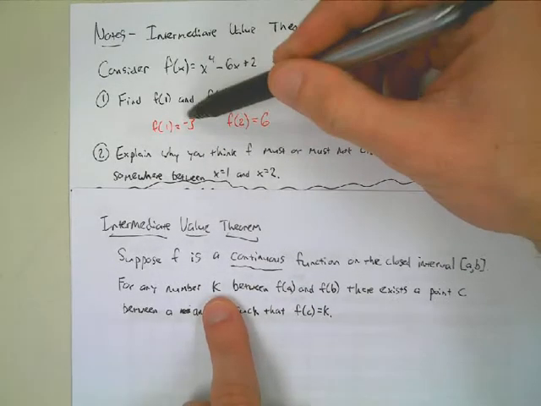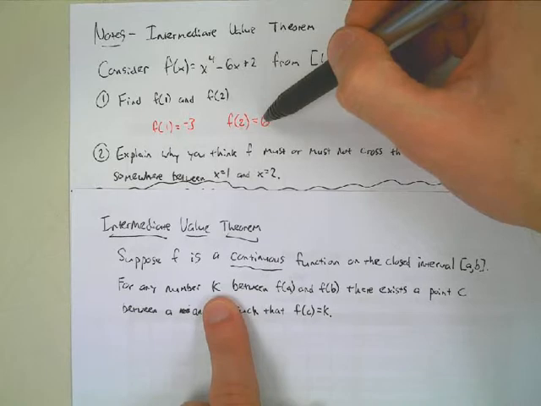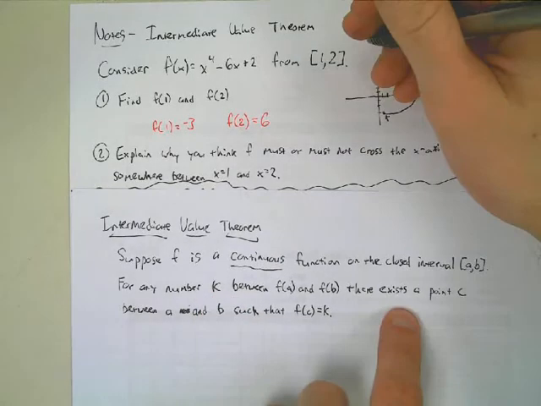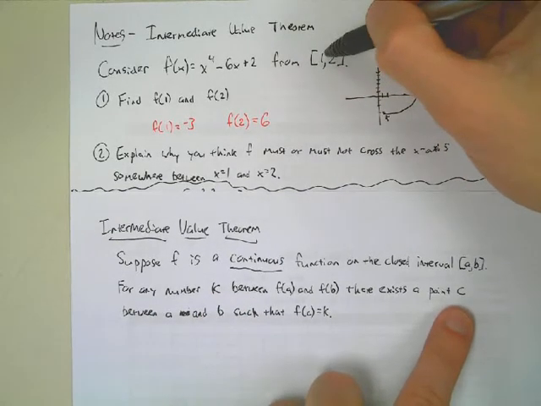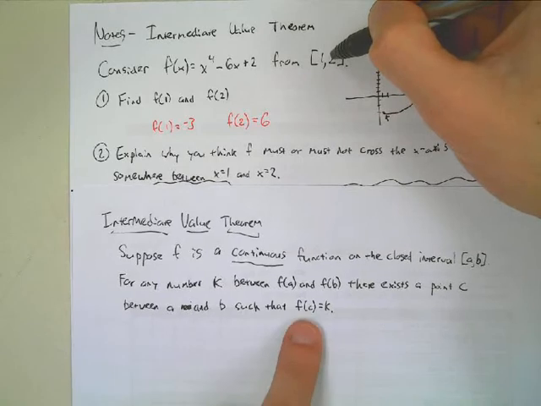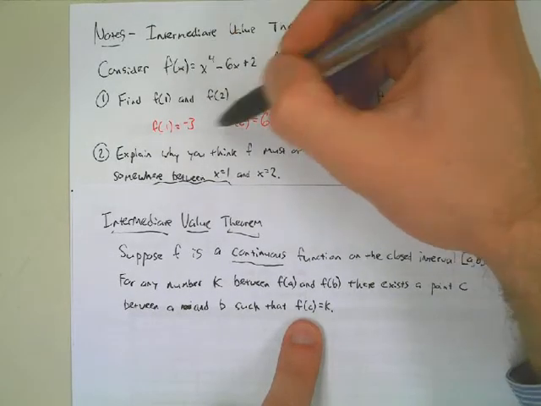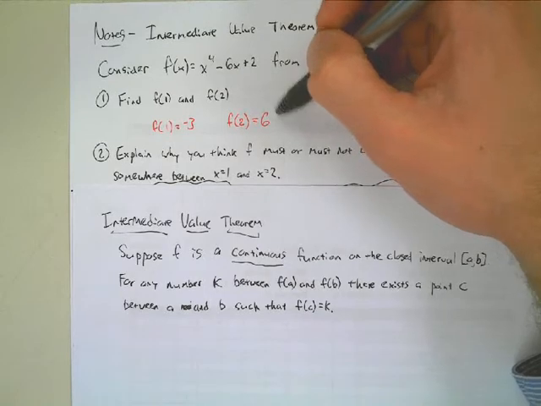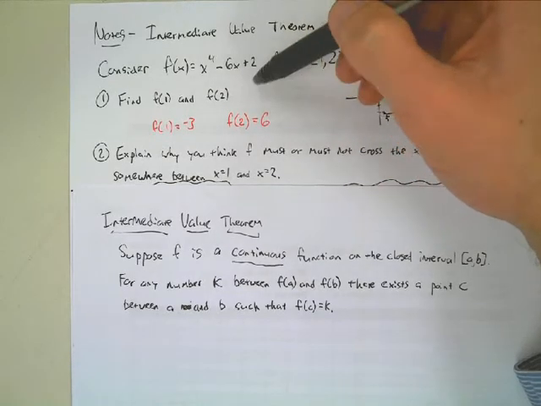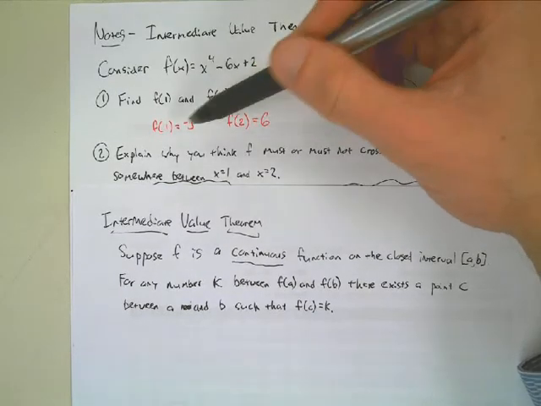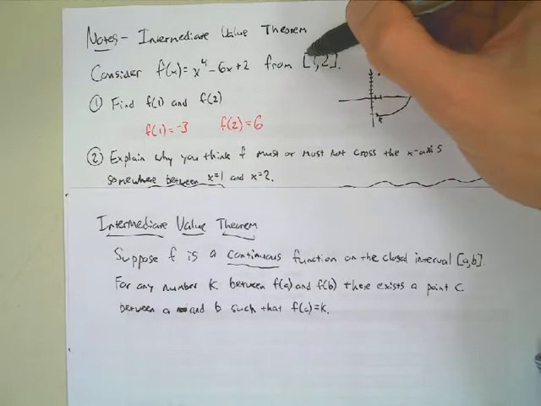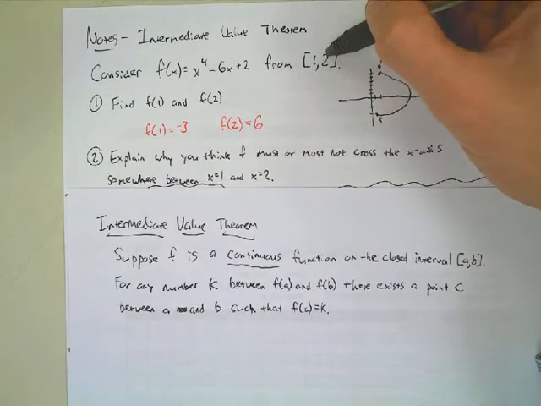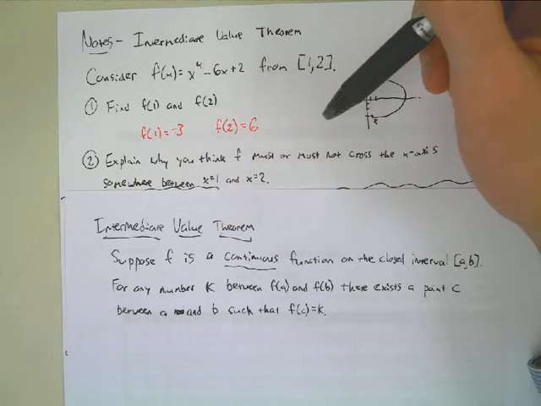And what do we mean by we should hit? There should exist a point c between 1 and 2, such that f of c, when you plug that c value in, you get that k value you're looking for. So for example, if Max over here says, Mr. Whitmire, must our function equal 5? I'll say, well, 5 is between negative 3 and 6, and so there must be some c value between 1 and 2 that when you plug it into the function, gives you a value of 5. Okay, and that's it. That's what the intermediate value theorem says.